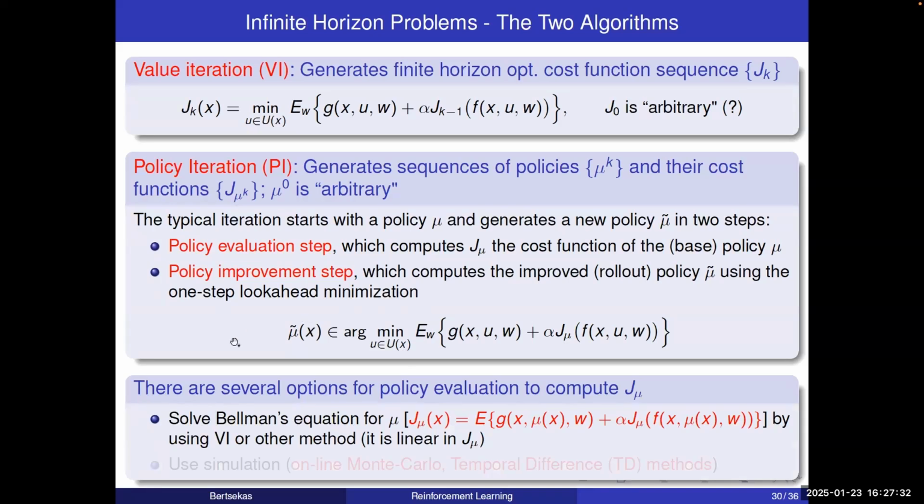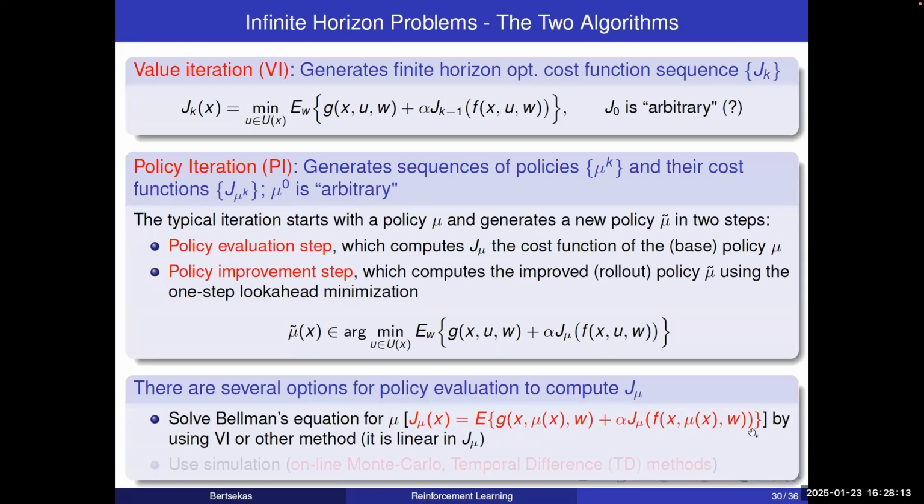And note that in the policy evaluation step, we need to compute the cost function J mu. And it is equivalent to solving Bellman's equation for mu. So J mu, like the optimal cost, also satisfies a Bellman's equation, which looks like this. It drops the minimization calculation. You don't need the minimization calculation anymore, because given x, a control is selected by the given policy. So the cost function of this policy satisfies this Bellman's equation.